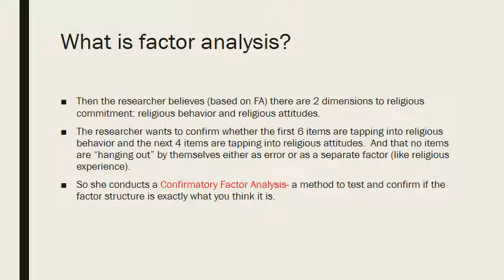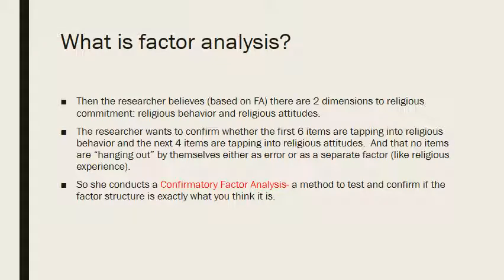So then the next step would be the researcher believes, based on this factor analysis, that maybe there are actually 2 dimensions of religious commitment. Like we found in this sample that a bunch of questions all seem to be asking about religious behavior. And then we had a bunch of questions, and they all seem to be asking about religious attitudes. And they were really 2 separate dimensions. They kind of separated out as 2 separate constructs. And I want to confirm whether or not there actually are 2 separate constructs or not. If I'm doing that, then I am doing a confirmatory factor analysis to test and confirm if I actually have 2 structures, 2 constructs involved in measuring religious commitment.